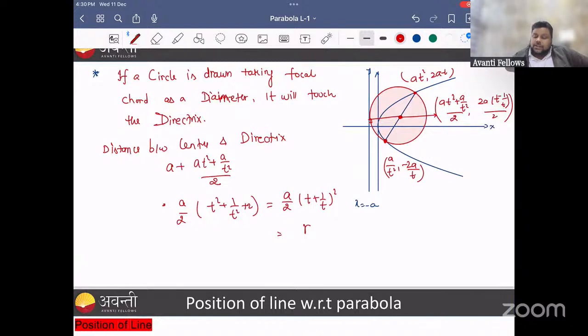Got it? Now, if center is exactly at a distance of radius from this line, that means it is touching that line. Because if it is not the tangent, if it is any chord, this perpendicular distance should have been less than the radius. Got it? So that is why it is the radius of the circle, and that is why this circle is touching the directrix. Am I clear? Very important property.